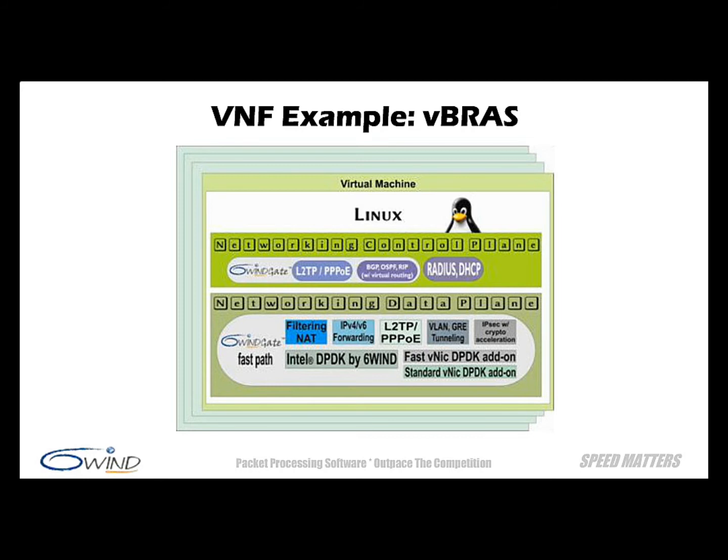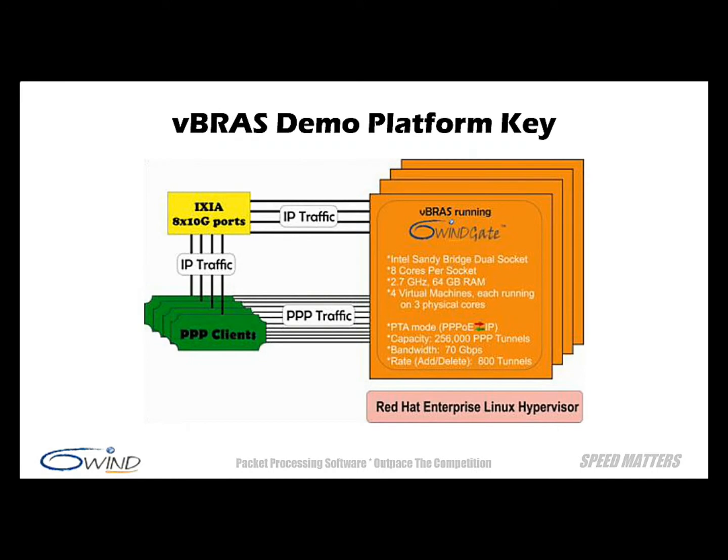And with such an architecture, we have demonstrated recently at Mobile World Congress in Barcelona 70 gigabits of PPPoE traffic being processed by 4 virtual BRAS virtual machines, running each on 3 cores of a dual-socket Intel Sandy Bridge platform. There were 256 PPP tunnels established in the system and dynamically added and deleted at a rate of 800 tunnels per second.